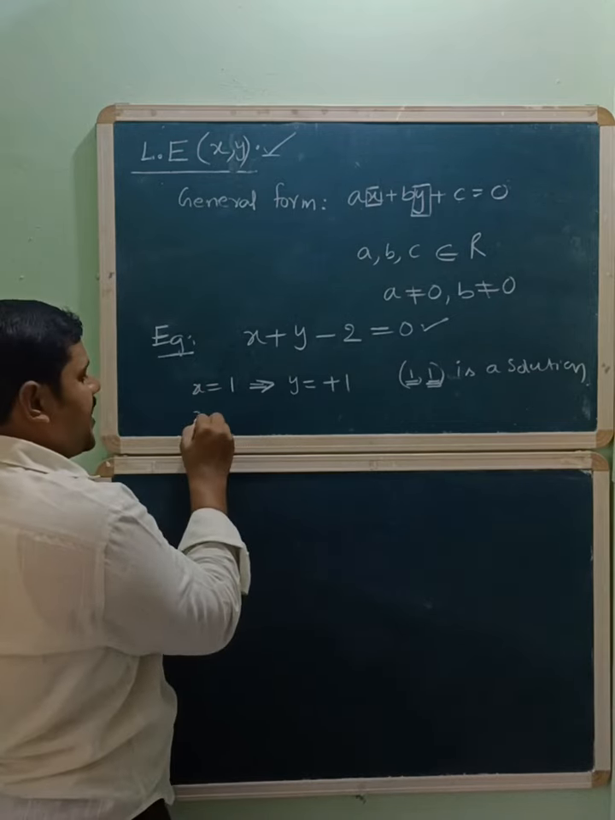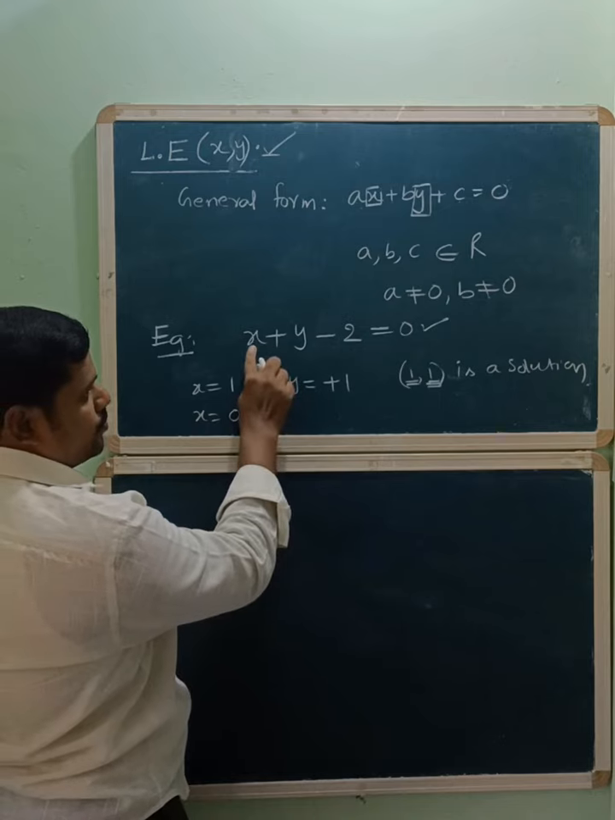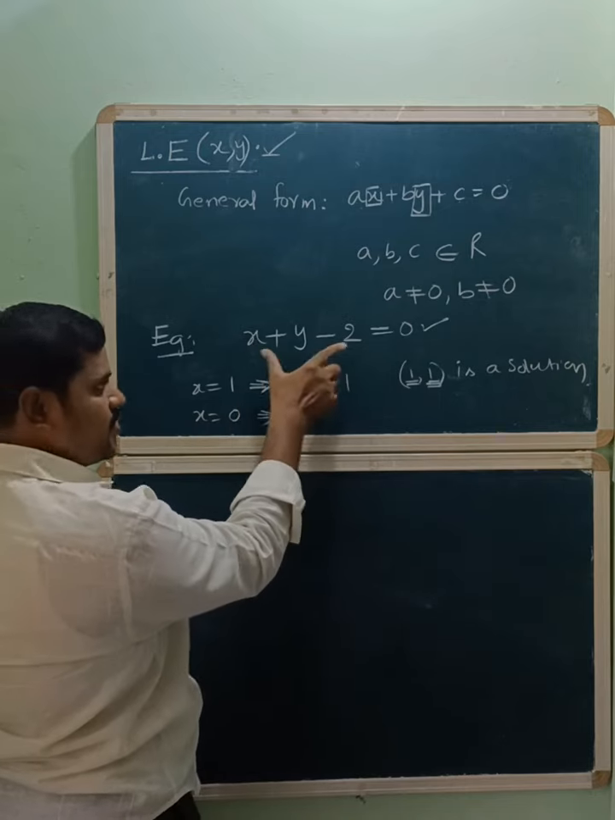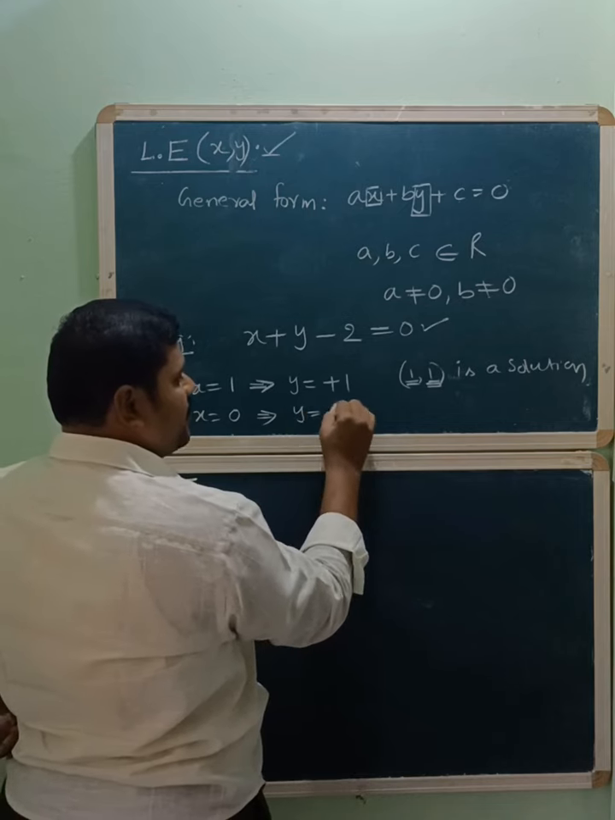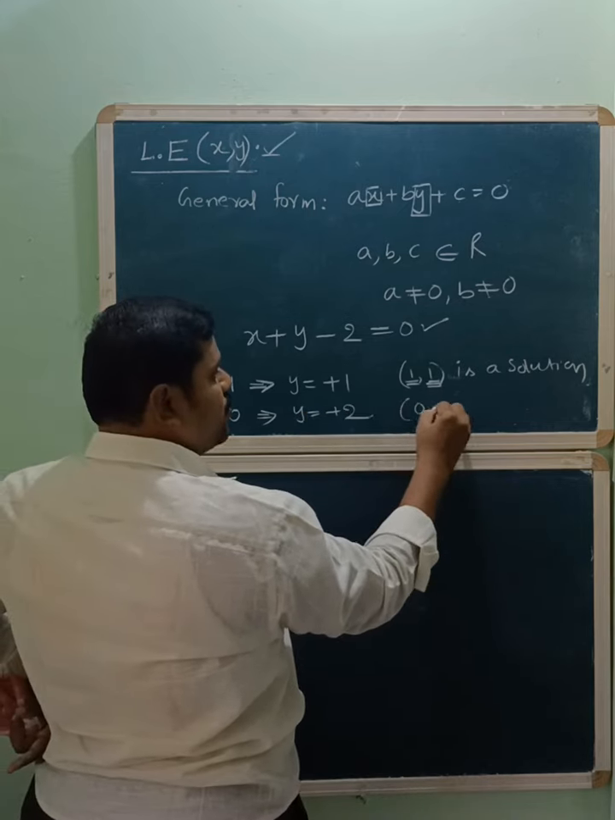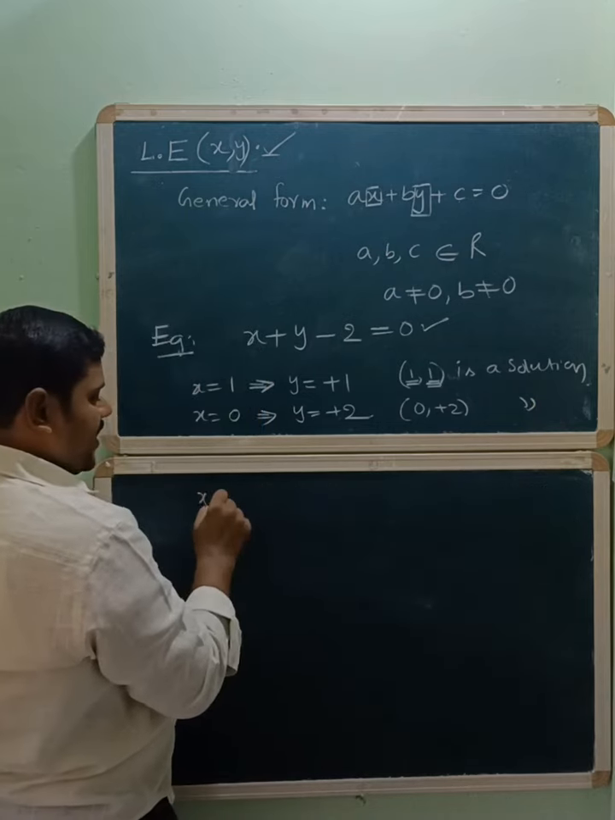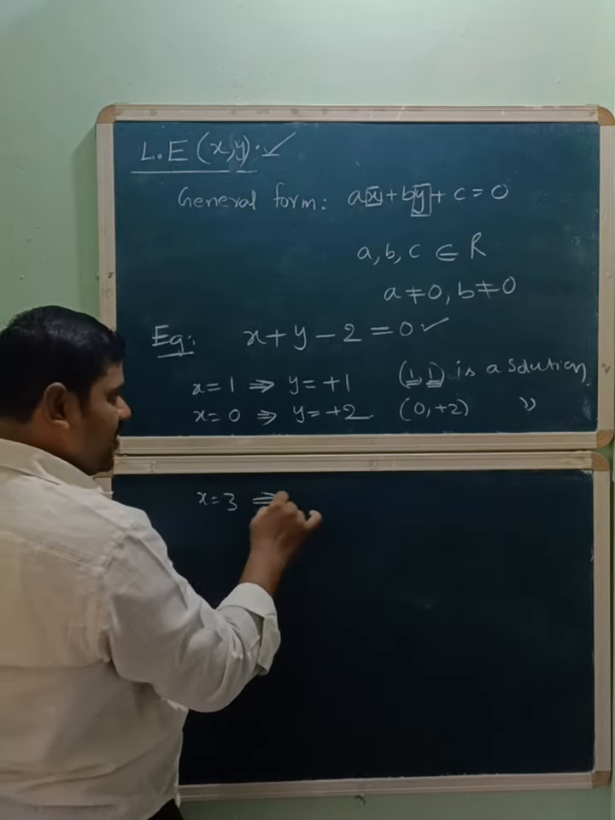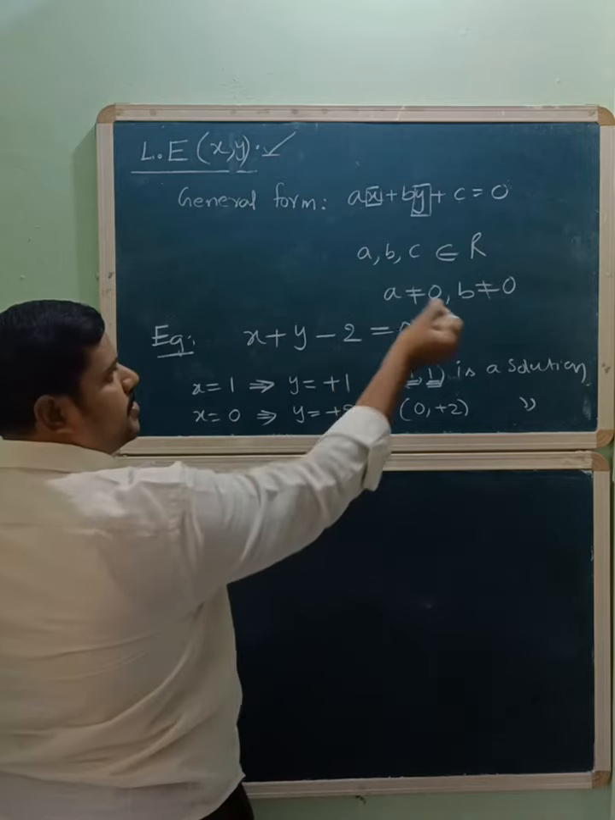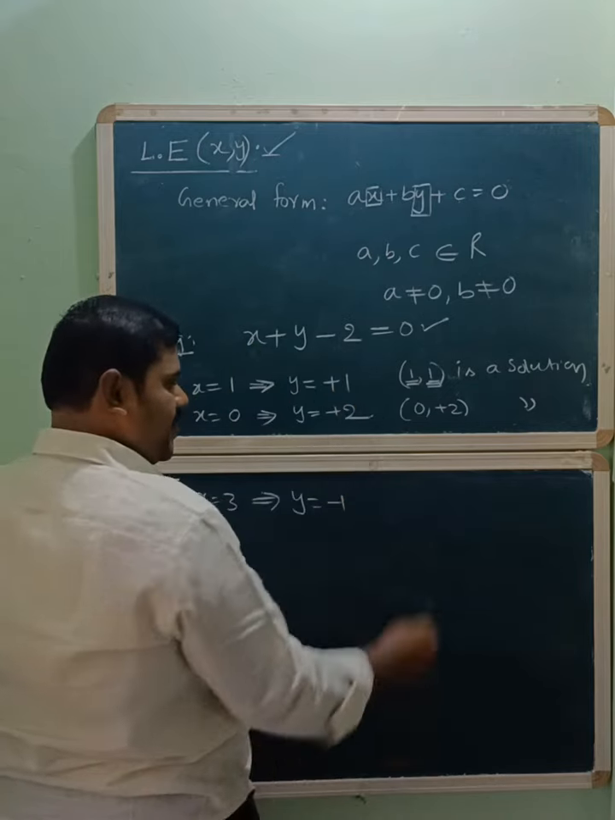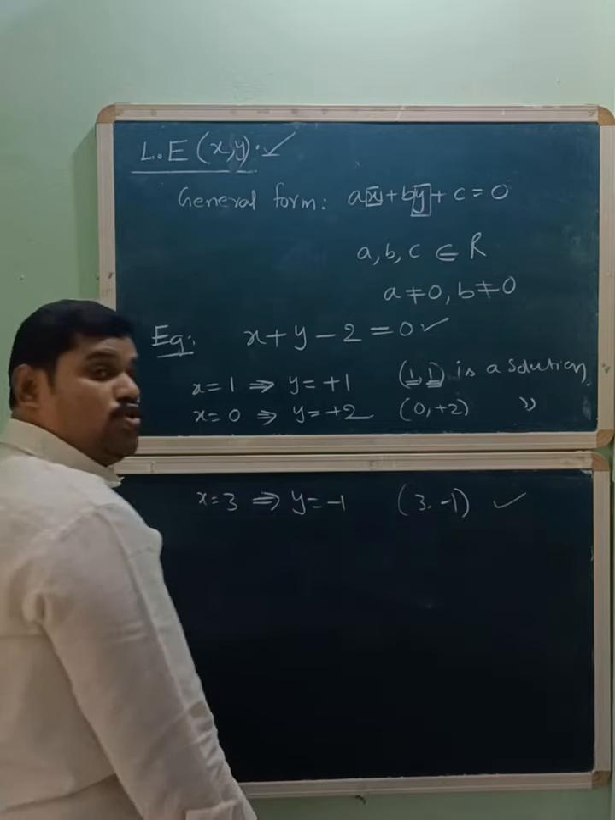Suppose I take x is equal to 0. So 0 minus 2 is minus 2. Taking minus 2 to the other side, plus 2. So y is equal to plus 2. Here (0, 2) is also a solution. Suppose I take x is equal to 3. Then y is equal to 3 minus 2, which is 1, and taking it to the other side, minus 1. So y is equal to minus 1. So (3, minus 1) is also a solution.